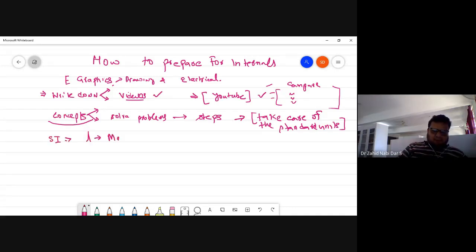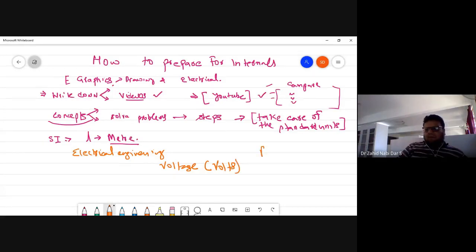One more important thing as far as current or power in electrical engineering is concerned: voltage is usually given in volts, resistance is usually given in kilo ohms, and current is given in milliamps. So these are the standard units for electrical engineering.